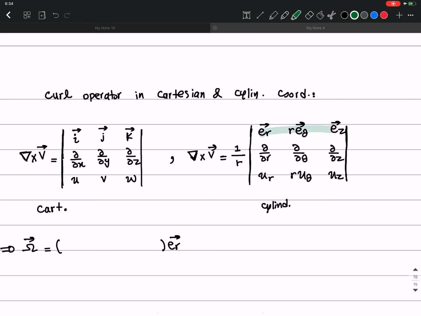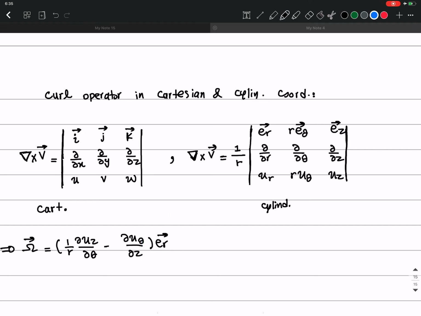And then you multiply this by this, and then subtract it from multiplying this by this, okay? So this is the way I'm going to do that. We also have 1 over r here, so I'm going to write it down. So 1 over r partial uz over partial theta, minus r times 1 over r, so that's going to cancel out. So we only have partial u theta over partial z.